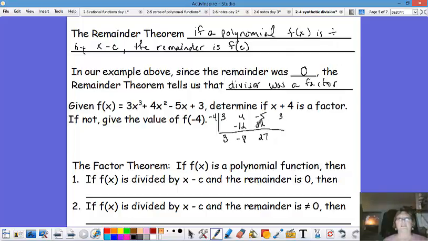I think that's 108. 4 times 7, 8. Carry the 2, yeah, 108, and it would be negative. Oh, y'all, we have a big remainder, -105. So x plus 4 is not a factor because we did not get a remainder 0. X plus 4 is not a factor.